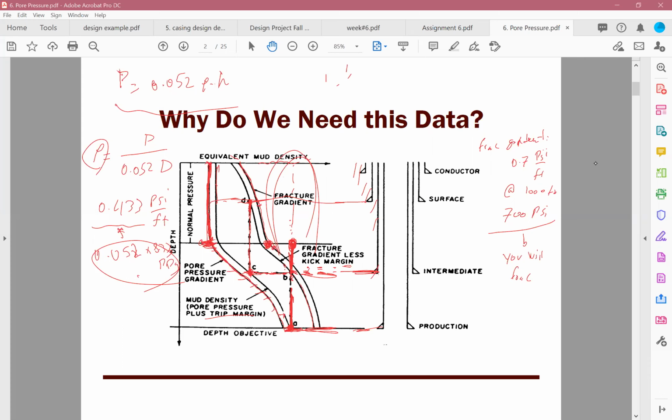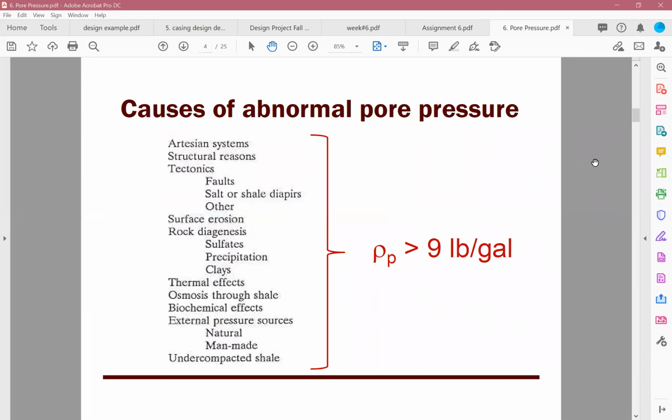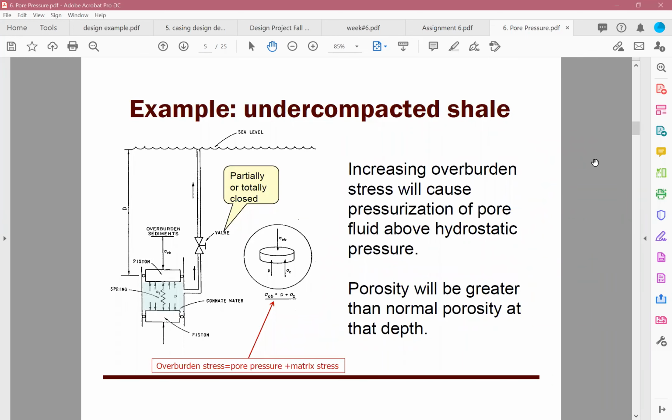Now, what happens here is abnormal pressure, which is basically what we want to talk about. And there are many reasons for abnormal pressure that we may touch on. So one of these is basically under compacted shale. So look at this picture, see what you see here. Okay.